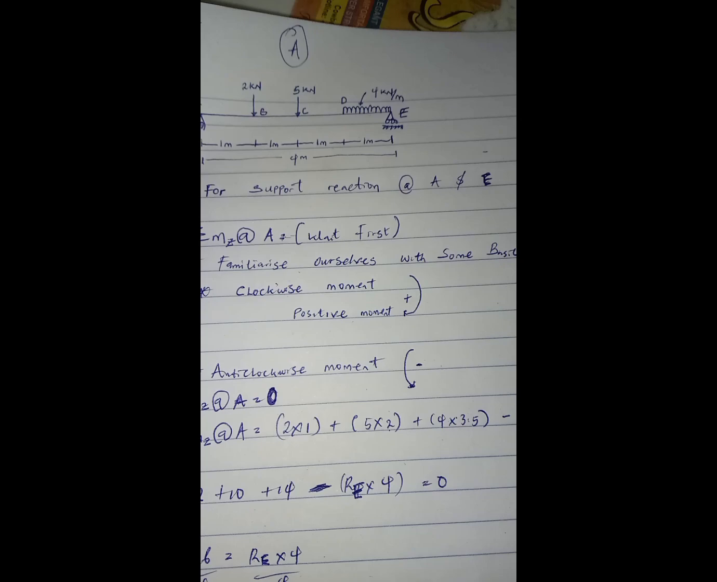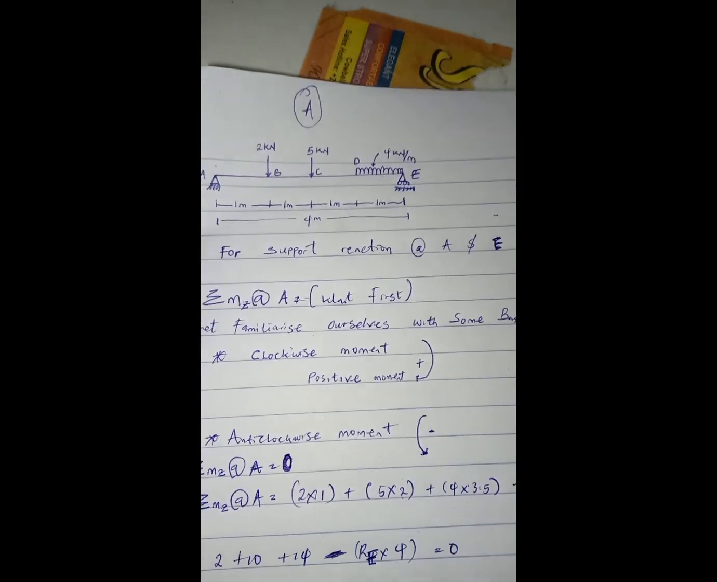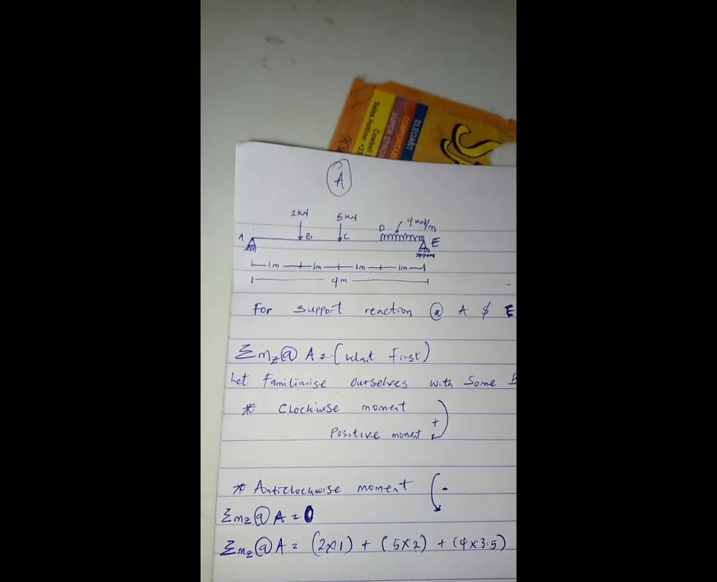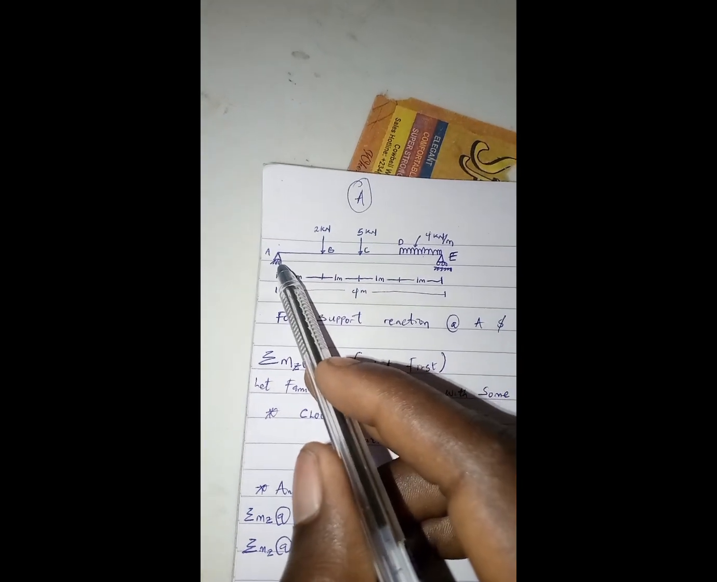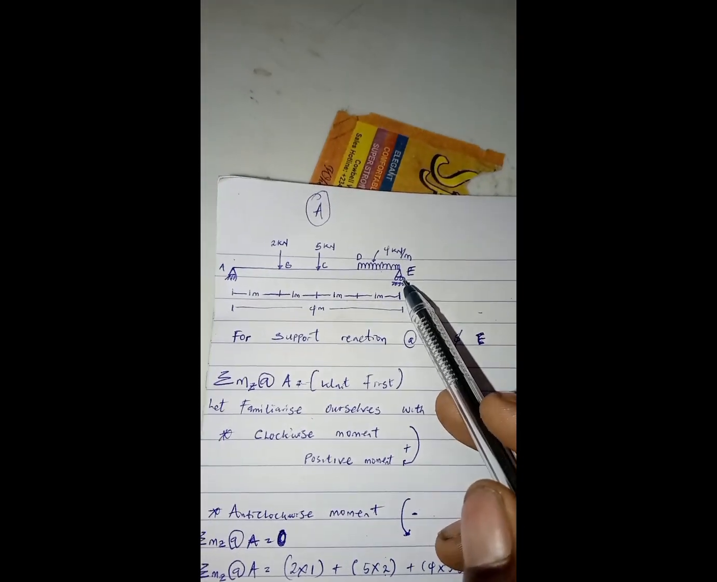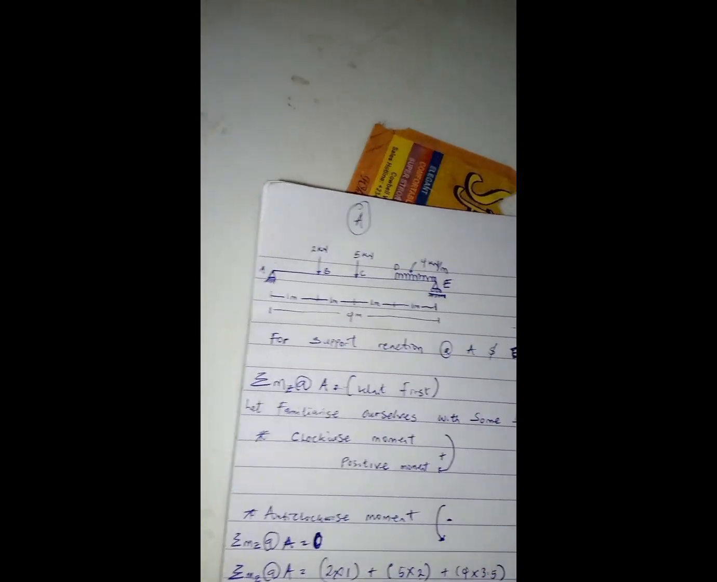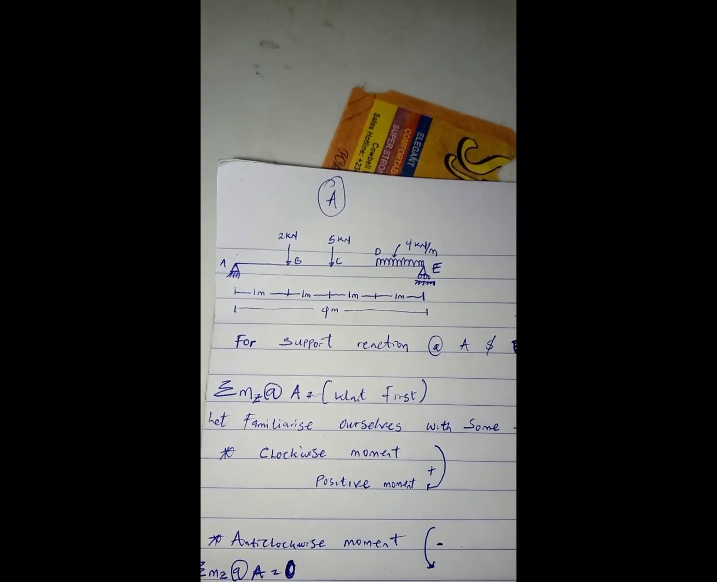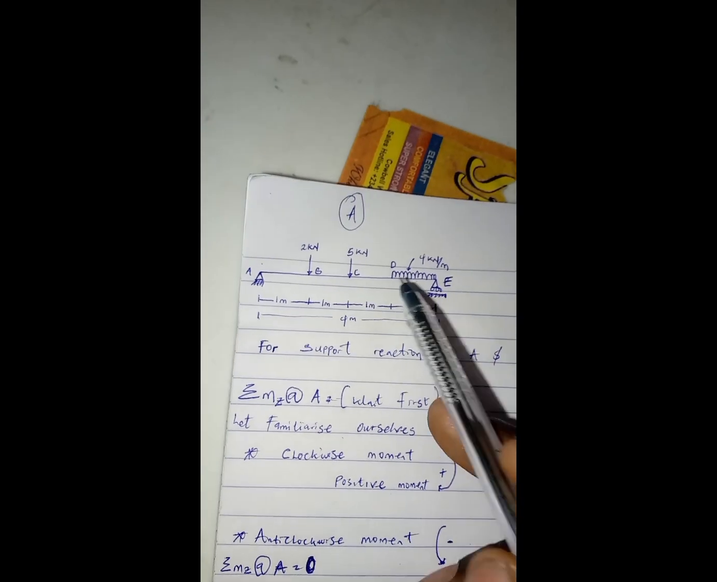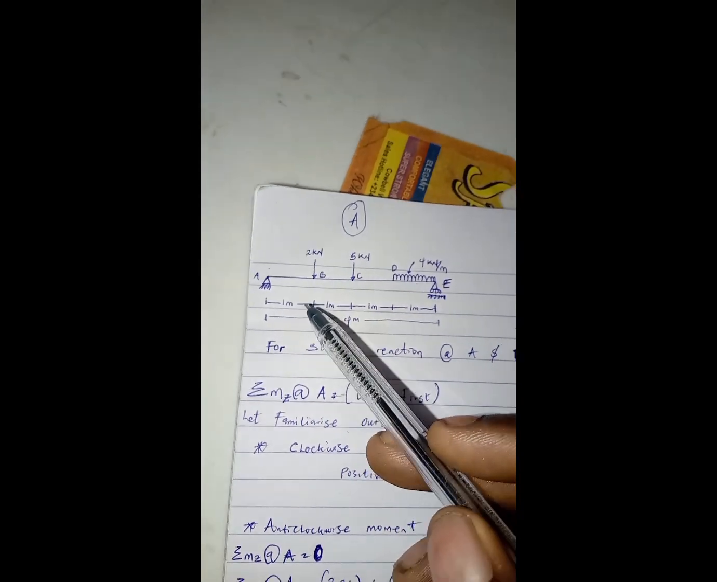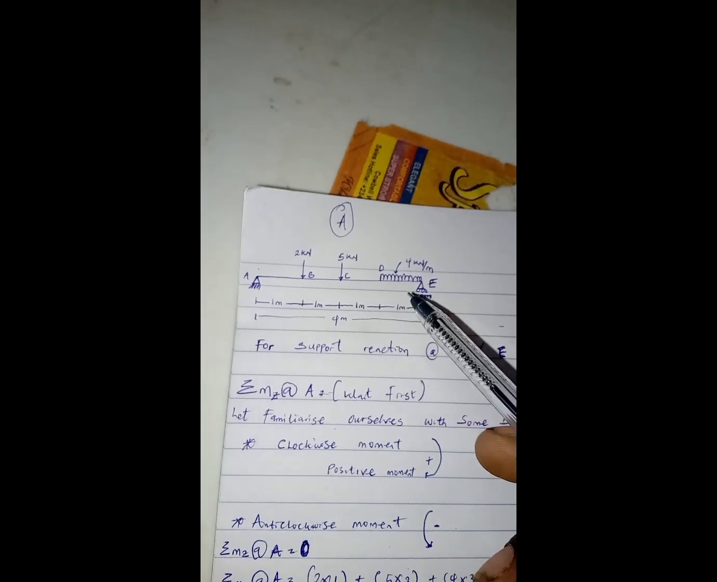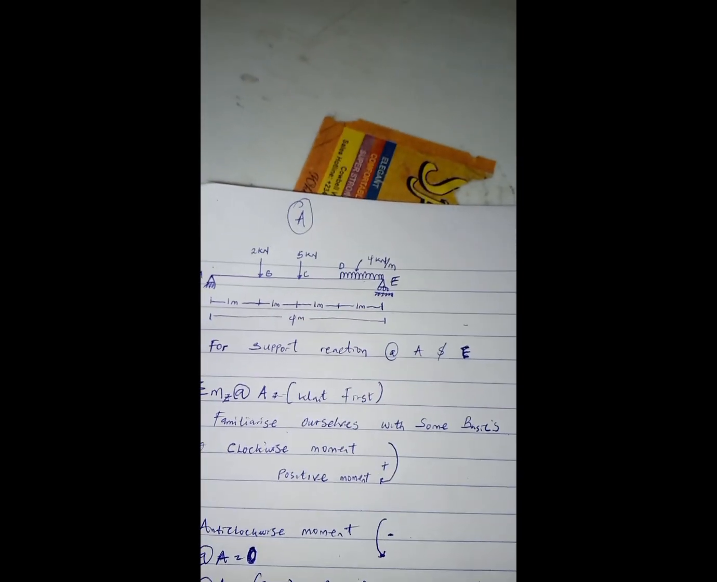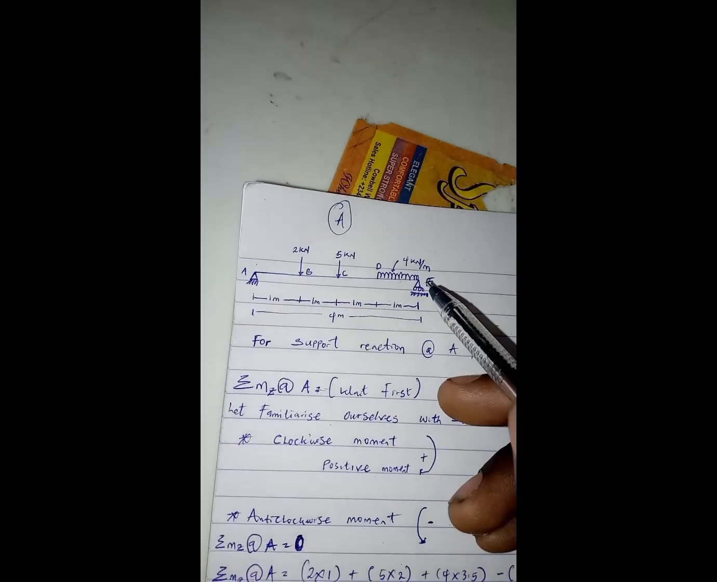Okay, good day, guys. Today we are going to be determining the support reaction for this beam, which is hinge supported at point A and a roller support at point E. We can see from the diagram that the beam is carrying a 2 kilonewton point load, a 5 kilonewton point load, and a uniformly distributed load of 4 kilonewton per meter towards support E.